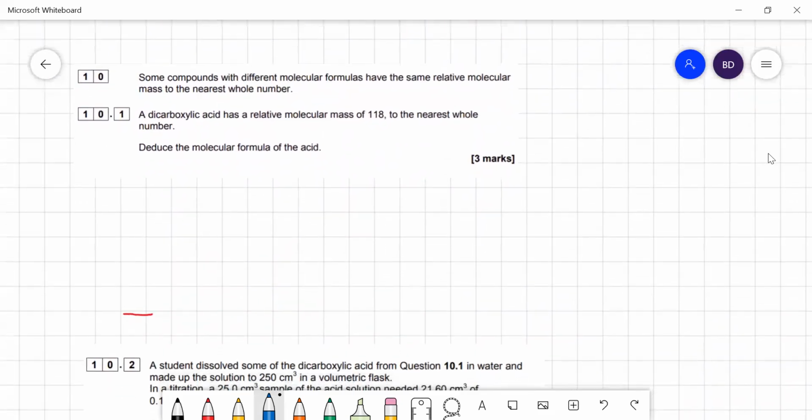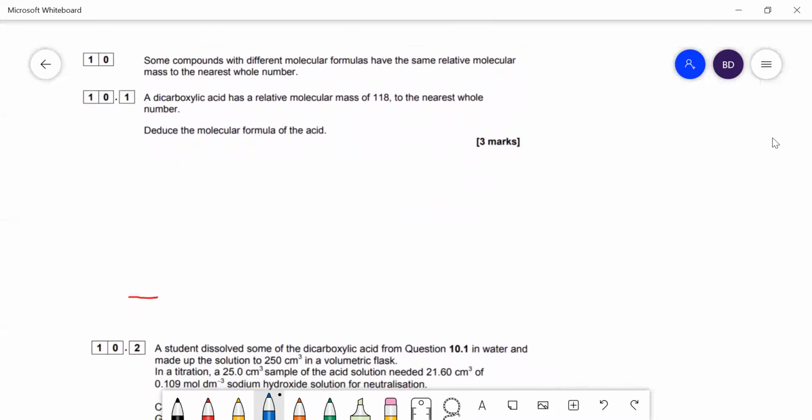Question 10. Some compounds with different molecular formulas have the same relative molecular mass to the nearest whole number. A dicarboxylic acid has a relative molecular mass of 118. Deduce the molecular formula of the acid. Okay, so it's a dicarboxylic acid, so you're going to have that on each end.